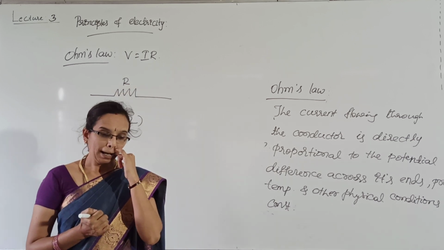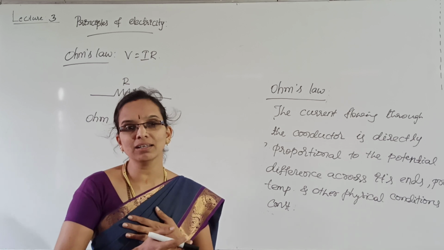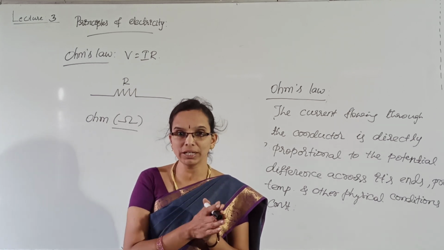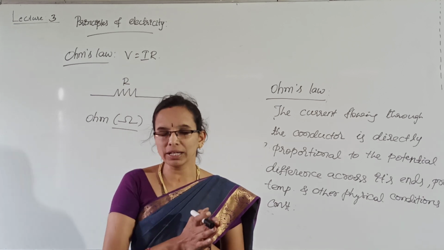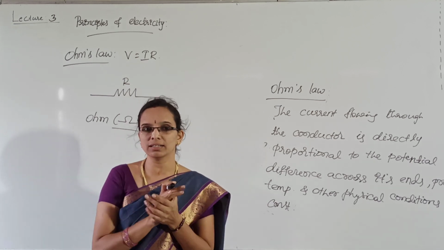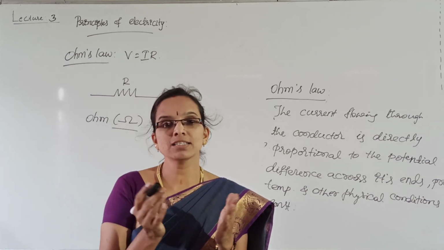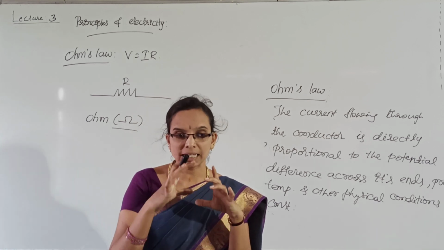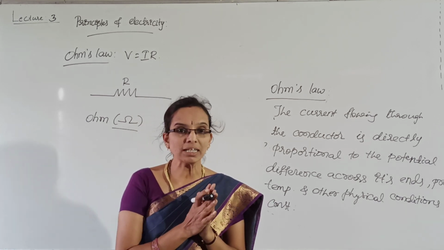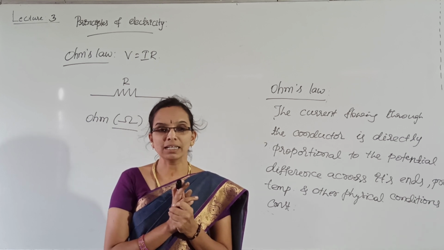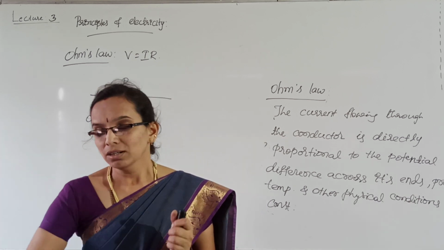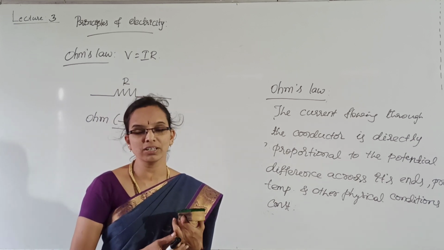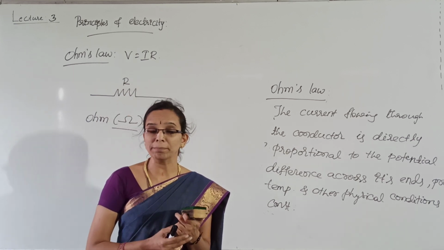For example, if a copper conductor is connected to a potential difference of V, the current starts flowing. If you increase the length of the conductor, the resistance of the conductor may increase. Or if you increase the thickness of the conductor, then also the resistance of the material may change. So, resistance depends on the physical conditions of the resistor, and it is also temperature dependent.